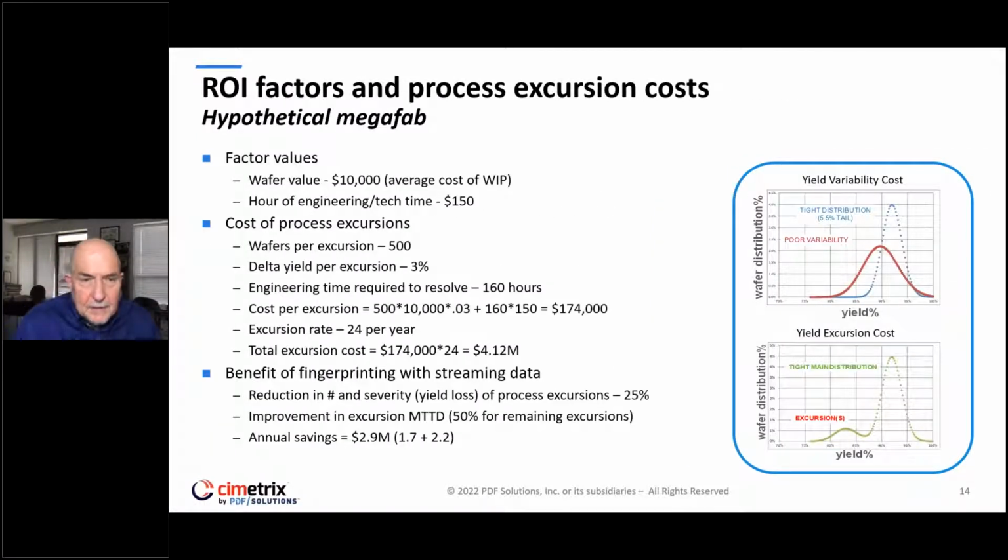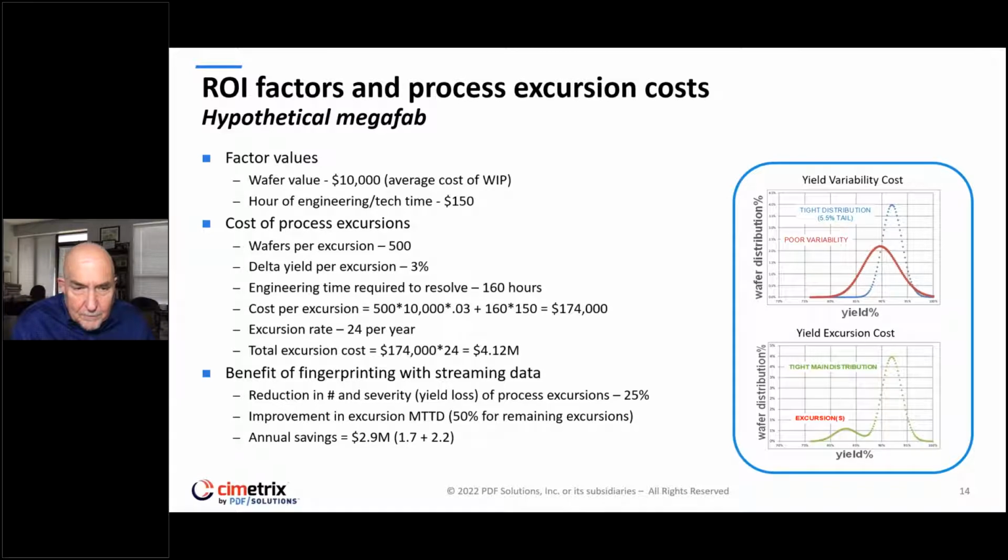All right. If you assume that you get, let's say, 24 process excursions a year, and that a fourth of these you could actually catch and eliminate by having the components fingerprinted. Then if you run through the arithmetic on what the value of a wafer is, what the value of engineering hours is, how many wafers you lose yield on, and how long it takes to resolve, you can do the math and see that the excursion cost is, let's say, $4 million for those process excursions.